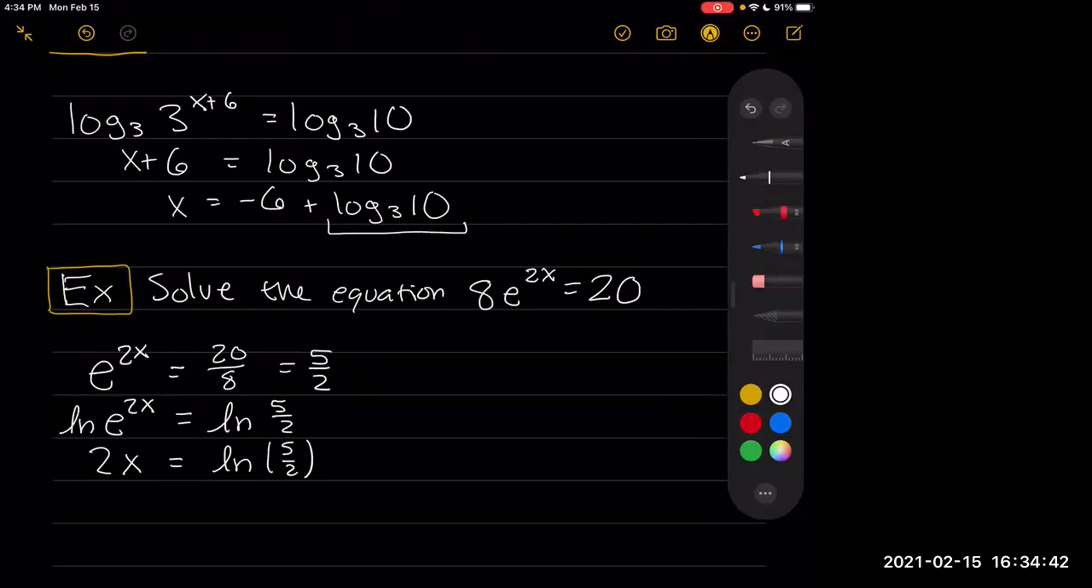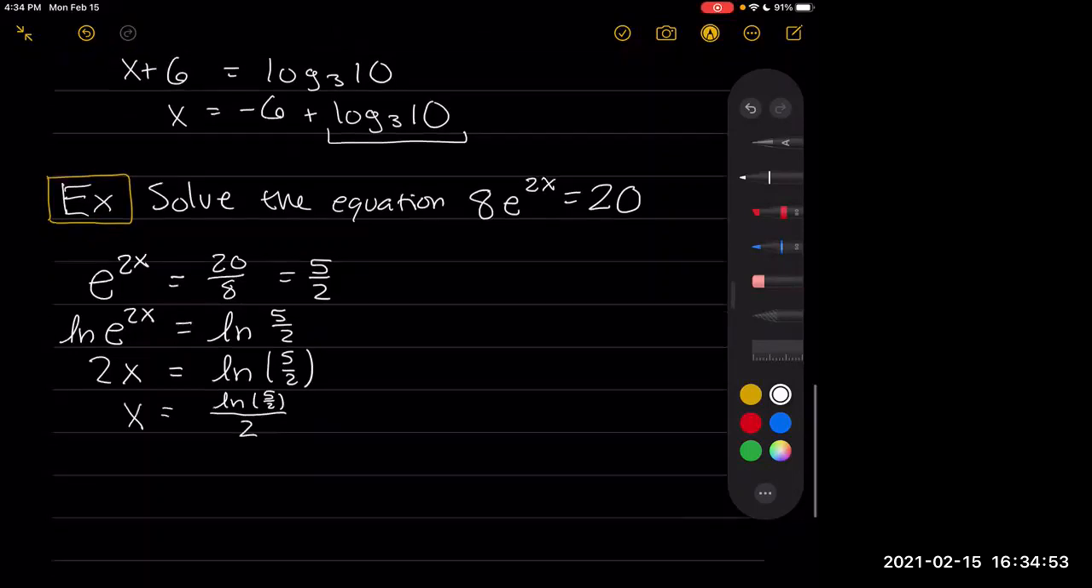And now we can divide by 2. We get x equals the natural log of 5/2 over 2. And if you were to plug this into a calculator, this would be approximated as 0.458.